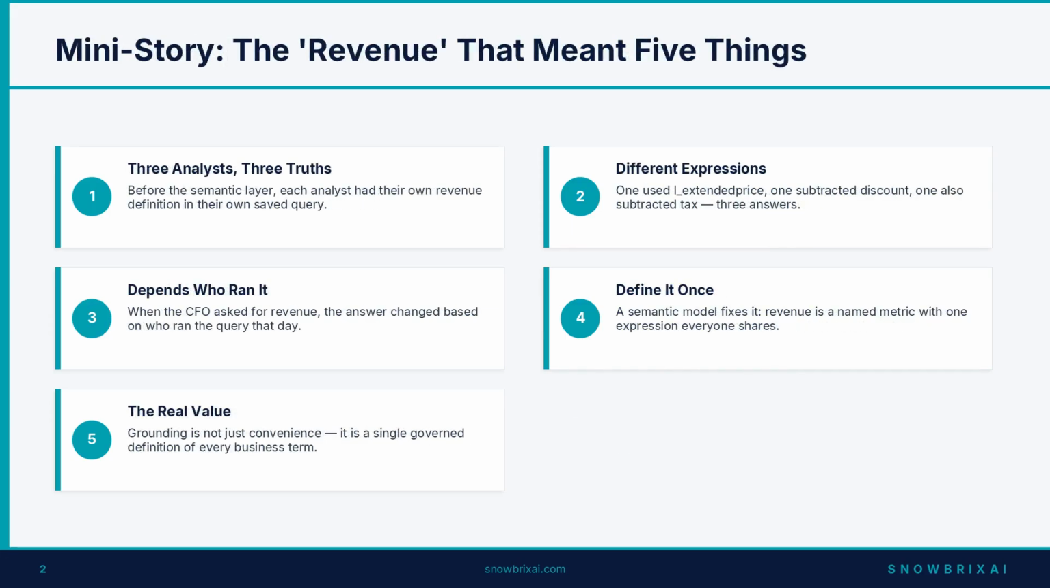Picture the cost of not having that layer. Before the semantic model, 3 analysts each kept their own revenue definition in their own saved query. One used extended price, one subtracted the discount, one also subtracted tax. 3 different truths. So when the CFO asked for revenue, the answer depended on who ran the query that day. A semantic model fixes it. Revenue becomes one named metric, one expression shared by everyone. That is the real value, not convenience: a single governed definition of every business term.